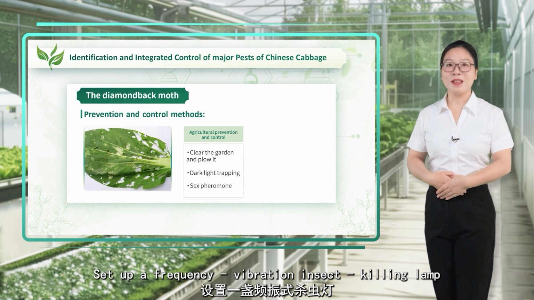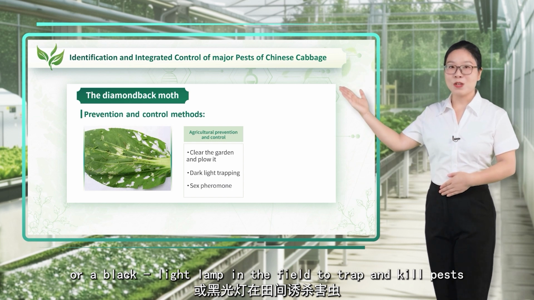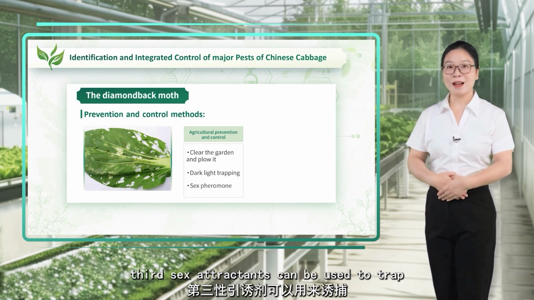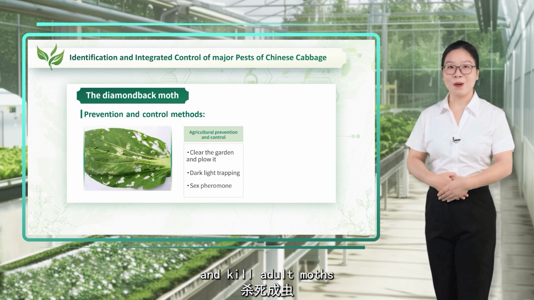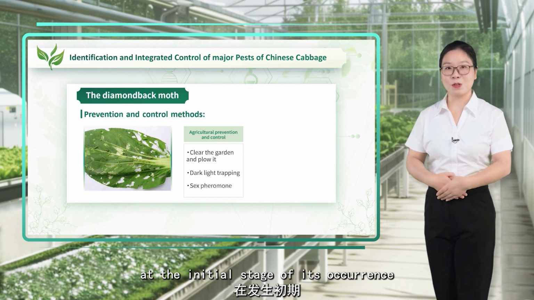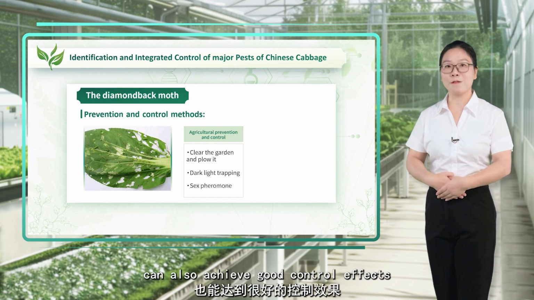Set up a frequency vibration insect killing lamp or a black light lamp in the field to trap and kill pests. Third, sex attractants can be used to trap and kill adult moths. When the population density of the diamondback moth is low at the initial stage of its occurrence, trapping and killing can also achieve good control effects.